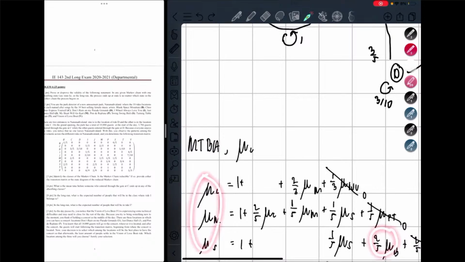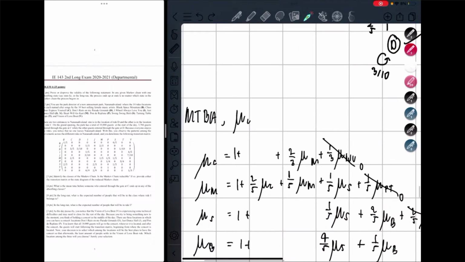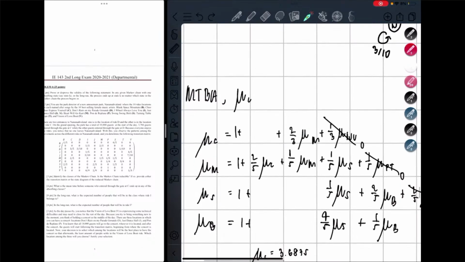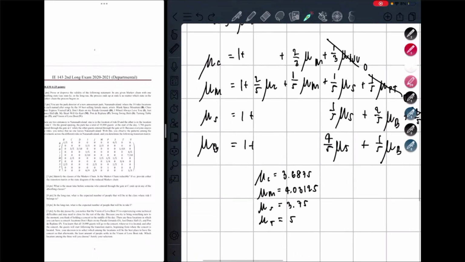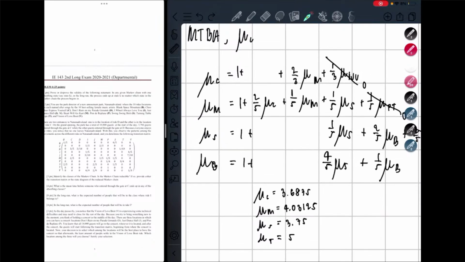Wala pa siya sa left-hand side. Let's add mu B. In this case, it added one more equation but no new unknowns. So thankfully, that means we have 4 equations, 4 unknowns. Again, pwede to sa calc, diretso. Thankfully. So, there we go. Mu C, mu M, mu S, mu B. This is just from calc.